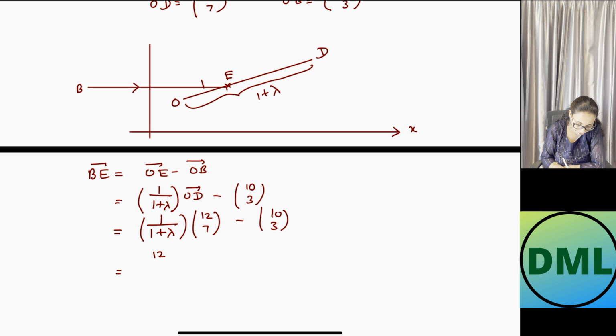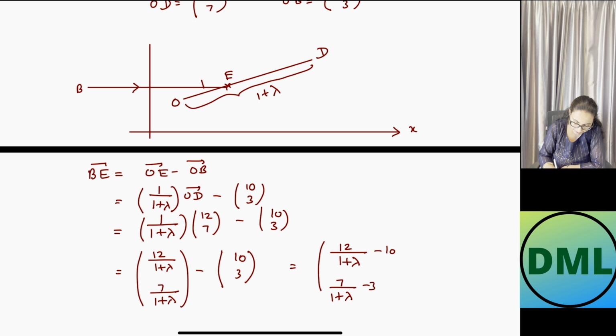If I multiply that, that will be 12 over 1 plus lambda, 7 over 1 plus lambda. If I multiply 1 over 1 plus lambda inside my vector, minus (10, 3), this will be written as (12 over 1 plus lambda minus 10, 7 over 1 plus lambda minus 3). This is your vector BE. He says that BE is parallel to the x-axis. When it is parallel to the x-axis, the y component of the vector is 0. What is my y component here? My y component is 7 over 1 plus lambda minus 3. This is my y component. This should be equal to 0.